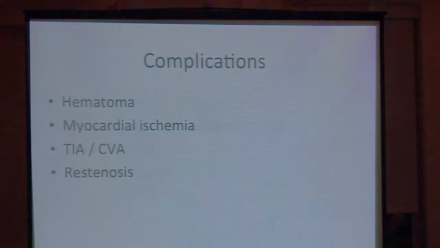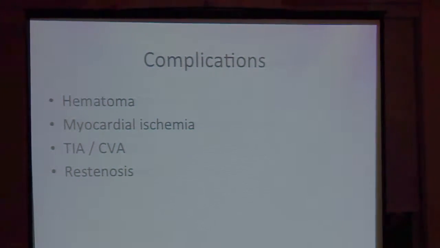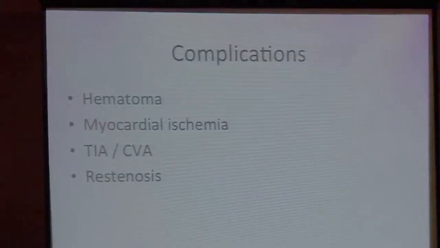Now, the complications of all carotid endarterectomies include hematoma, myocardial or heart problems, TIA, stroke, and restenosis. Those are the main complications we see. We put drains in the necks, and everyone says, well, does that decrease your incidence of hematoma? The answer is no. It just tells us when it's draining fast, you need to go back sooner.